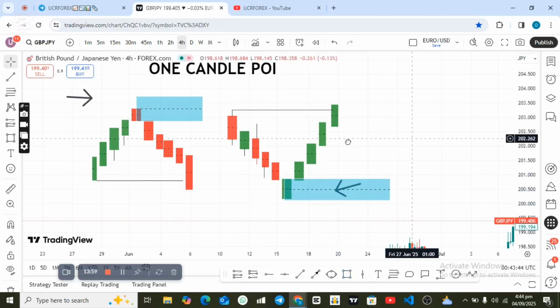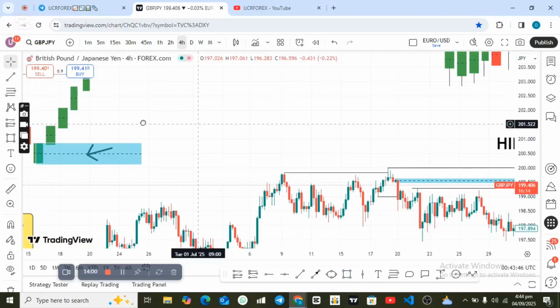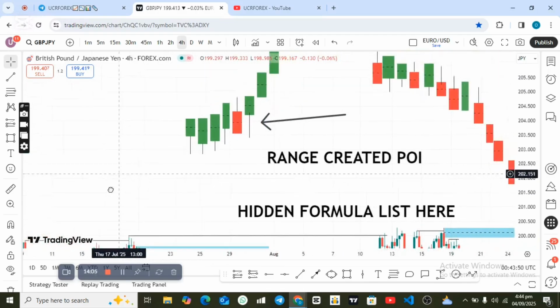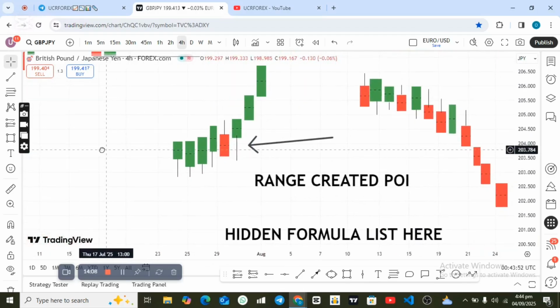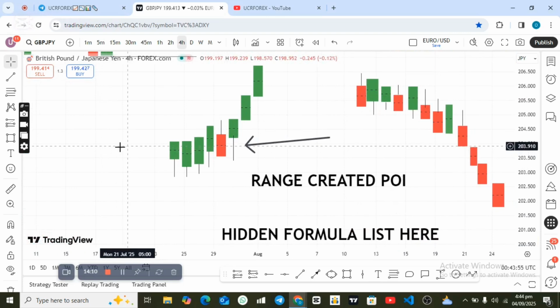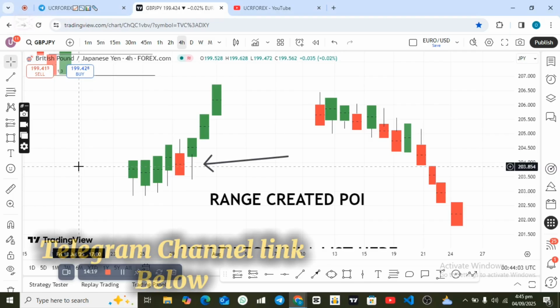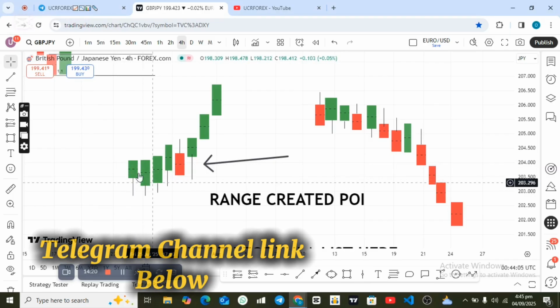Now we have another type of candle which we call a range created candle POI, whatever they call it. Okay. Now this one can be very confusing. Based on the explanation I gave you, I said that when you want to mark a point of interest, it is the last opposite candle that led to a break of structure. Most of you will be like, now where is the last opposite candle here?